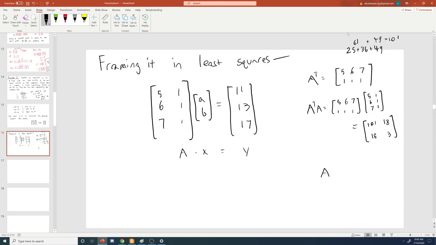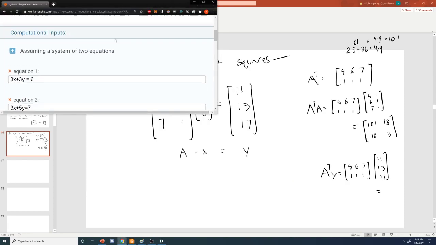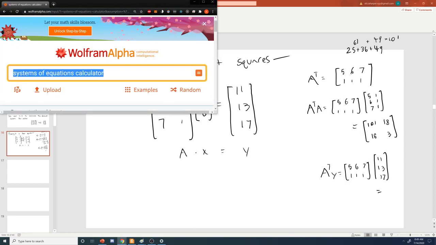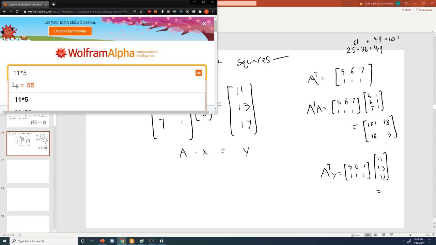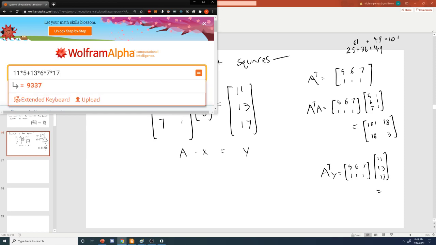I also have to compute the product of A transpose with Y, which in this case is 5, 6, 7, 1, 1, 1, multiplied by the vector 11, 13, 17. So let's try to figure out what this is. For this, I will actually use Wolfram Alpha to help me with the arithmetic. So I'm going to do 11 times 5 plus 13 times 6 plus 7 times 17. I'm missing an addition sign right here.